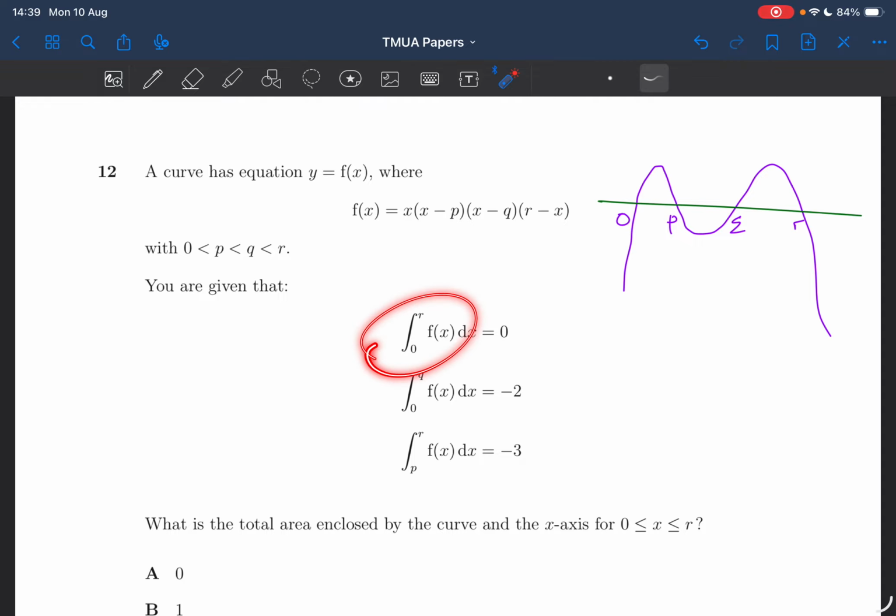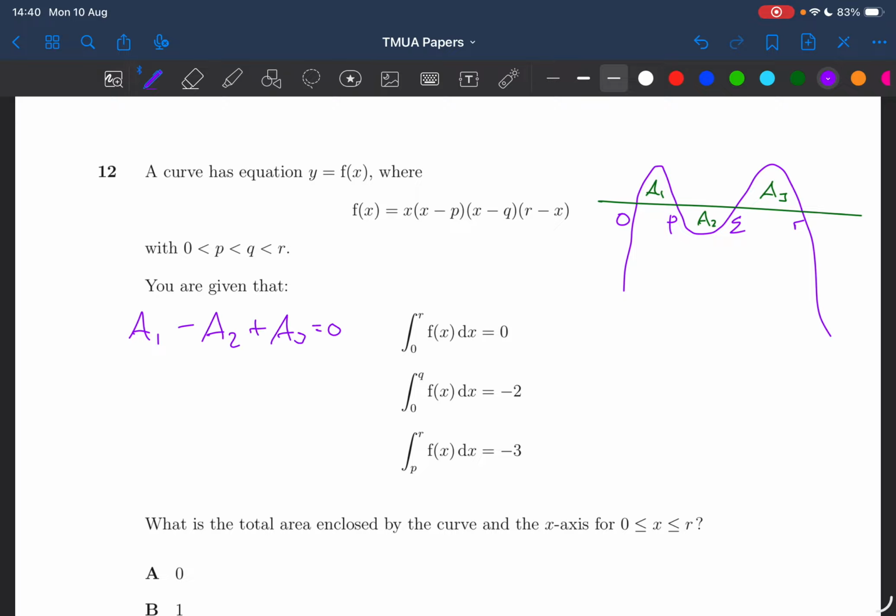We've got lots of stuff about the integrals between different values. What things are we going to get? So what I'm going to do is label this A1, A2, and A3, which refer to the areas, not the values of the integrals, just the areas. If we take the first one, what's that telling us? A1 minus A2 plus A3 equals 0. 0 to Q, we'll have A1 minus A2, and that will equal minus 2. And then P to R will be A2 and A3, so negative A2 plus A3, and that's equal to minus 3.